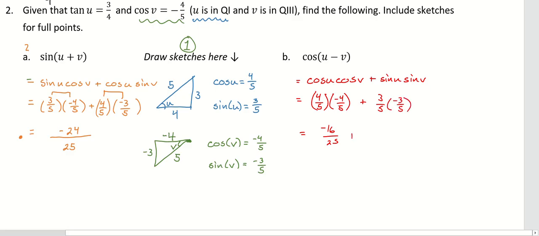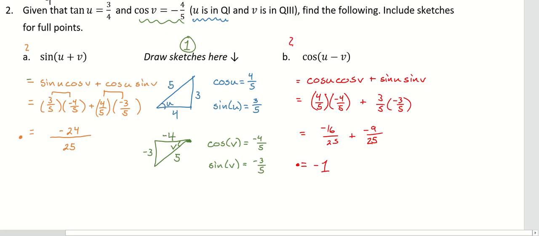So I'll just say that's plus a negative 9/5. Sorry, 9/25 because we multiplied. And then lo and behold, this becomes negative 25 over 25, which is our answer, negative 1. And 2 points for this one.